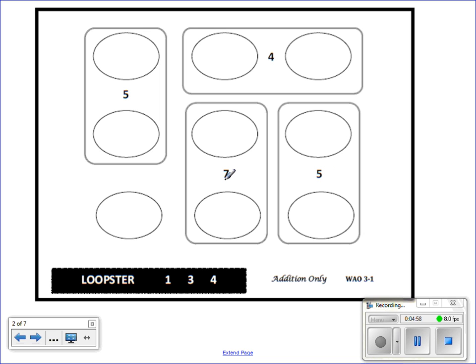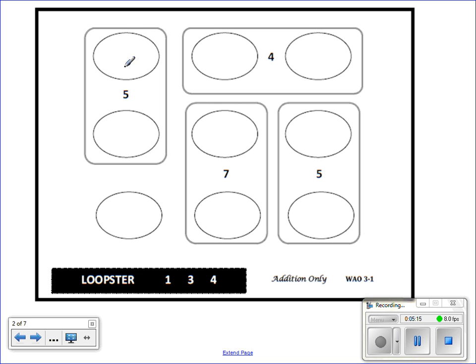These two add up to be 7. These two add up to be 4. These two add up to 5. And this guy can be done by logic. So let's see. It's a loopster puzzle. We're going to be using the numbers 1, 3, and 4. I need a 1, 3, 4 in every row, a 1, 3, 4 in every column.